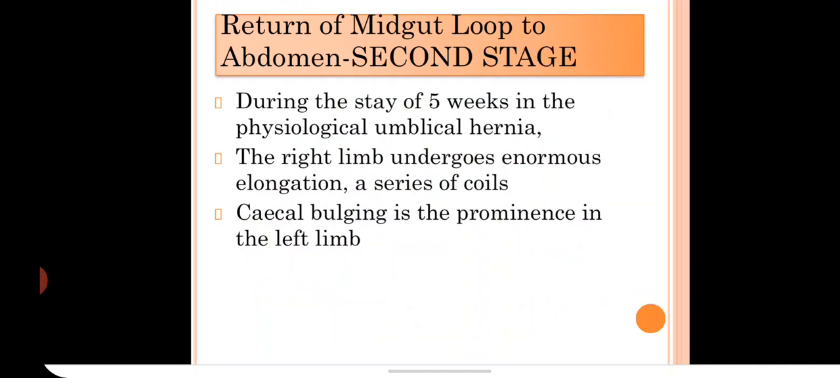Now the second stage of rotation of the midgut loop. This second stage happens when the loop is returning to the abdomen. During this stay of 5 weeks, as we have already seen, the right limb has undergone enormous elongation into a series of coils, and the left limb is only present as a cecal bulge.